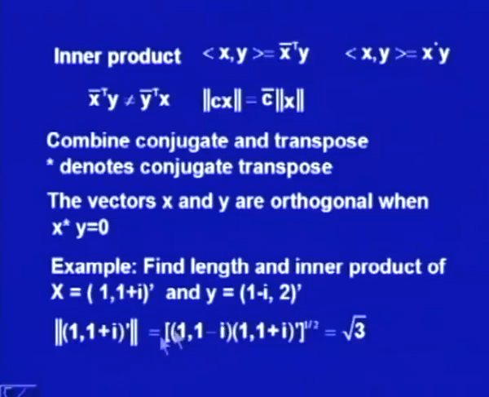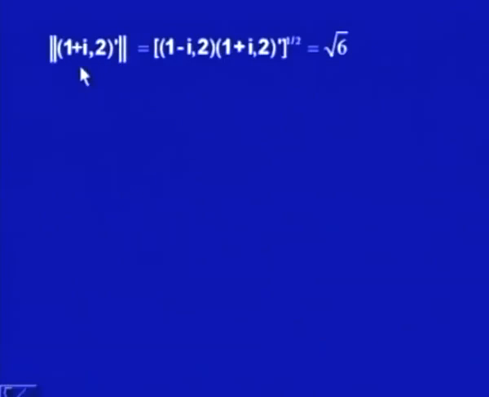So the length of vector x will be equal to the square root of the product (1, 1+i) conjugate with (1, 1+i). If you work it out, it is 1 into 1 plus (1−i) into (1+i), that gives me root 3. While the length of the second vector (1+i, 2) is equal to (1−i, 2), that is the conjugate, multiplied by (1+i, 2), and then its transpose. We take the multiplication of these two vectors, and this comes out to be root 6.